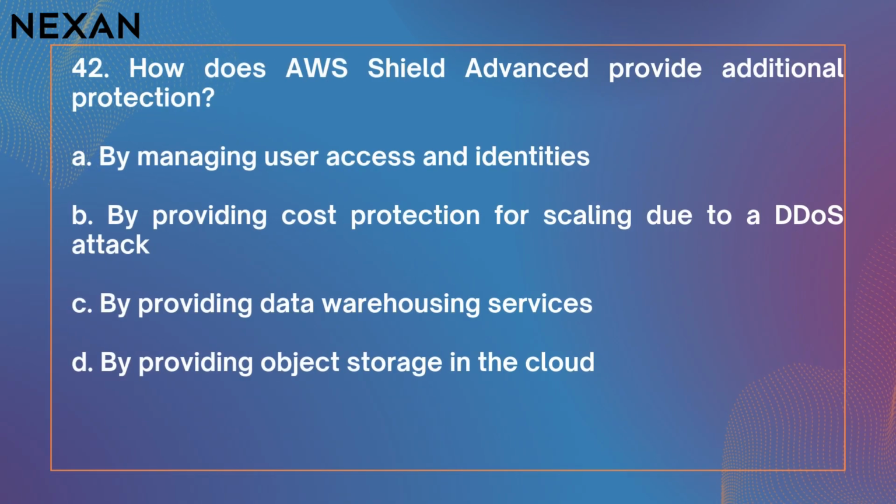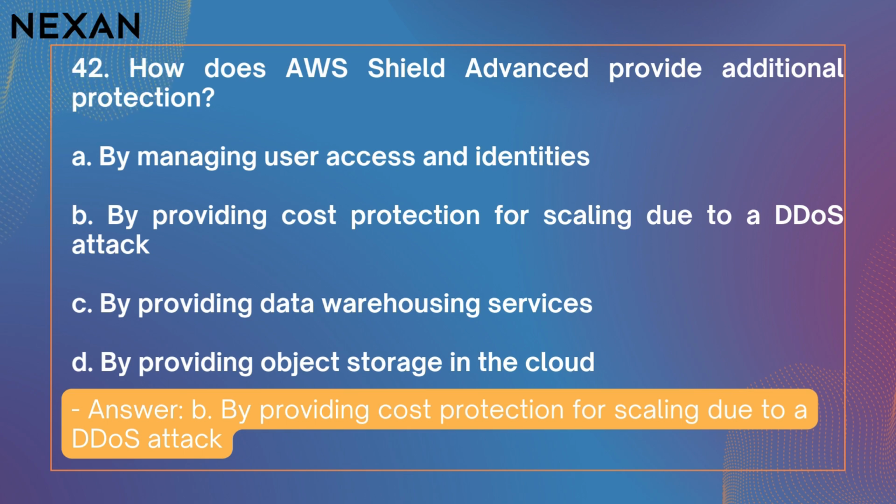42. How does AWS Shield Advanced provide additional protection? A. By managing user access and identities. B. By providing cost protection for scaling due to DDoS attack. C. By providing data warehousing services. D. By providing object storage in the cloud. Answer: B. By providing cost protection for scaling due to a DDoS attack.